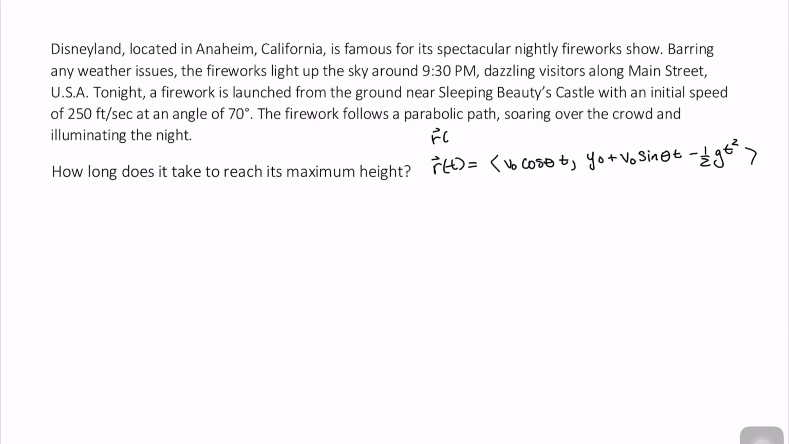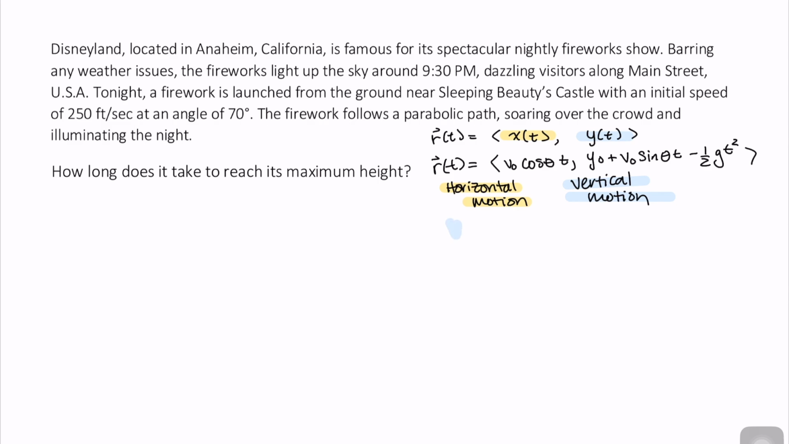Now we can think of this as x of t, comma, y of t, where the x of t provides us our horizontal motion, and y of t provides us our vertical motion. So before we do any work, let's figure out what we actually have.